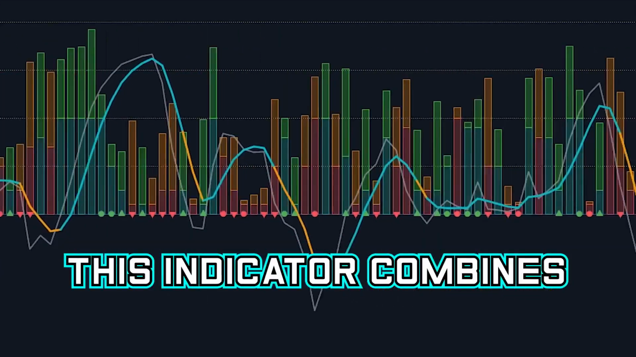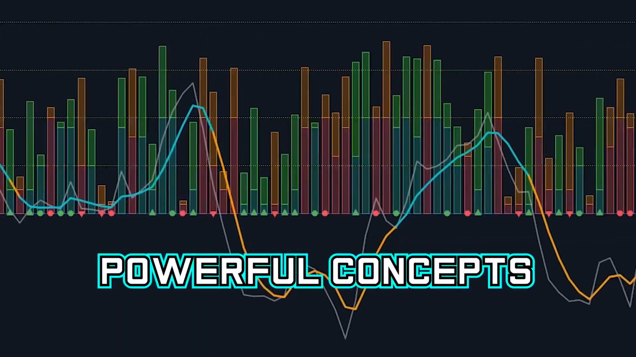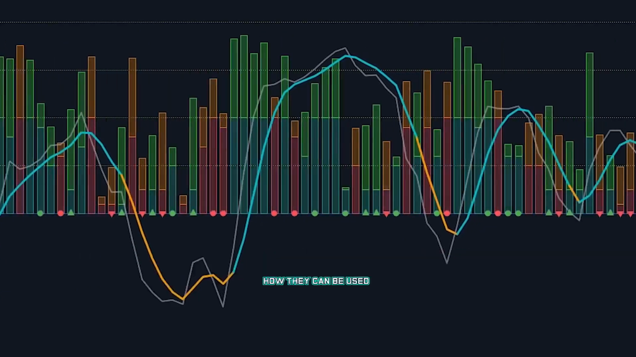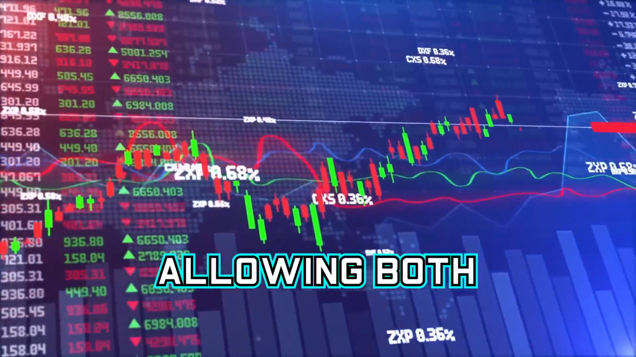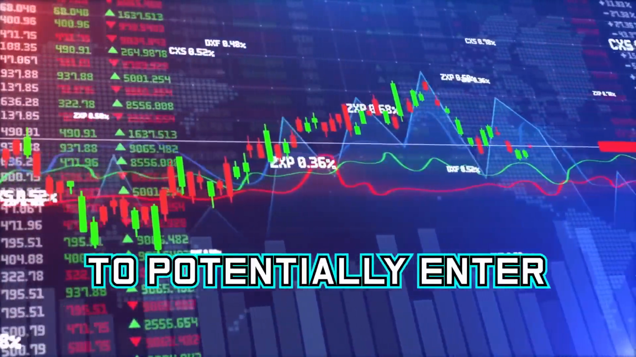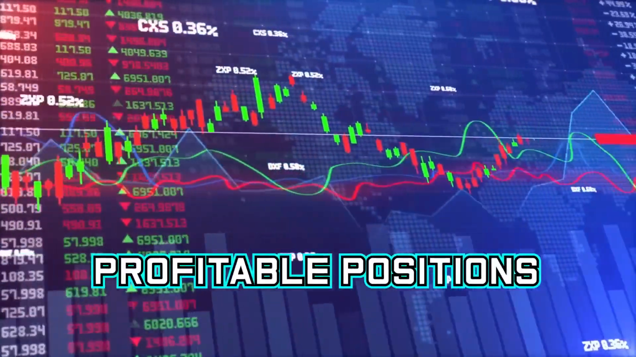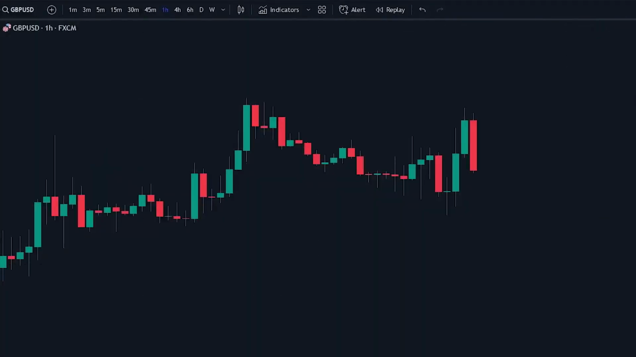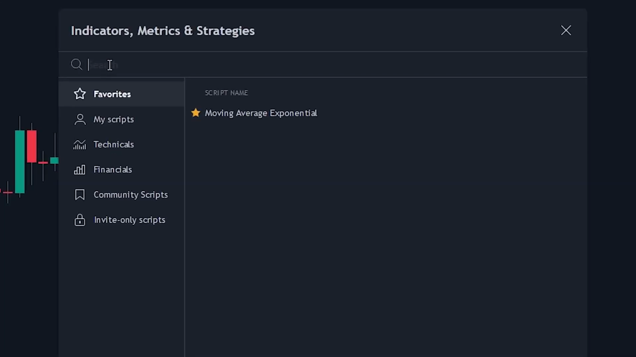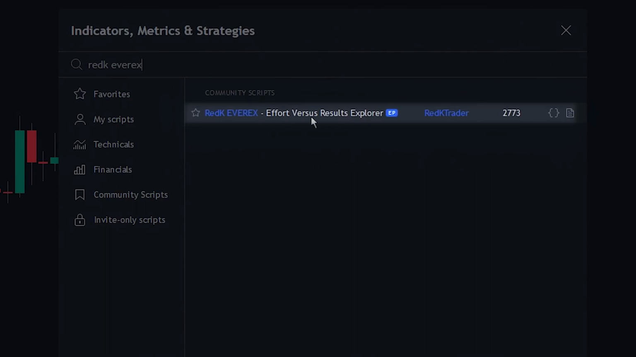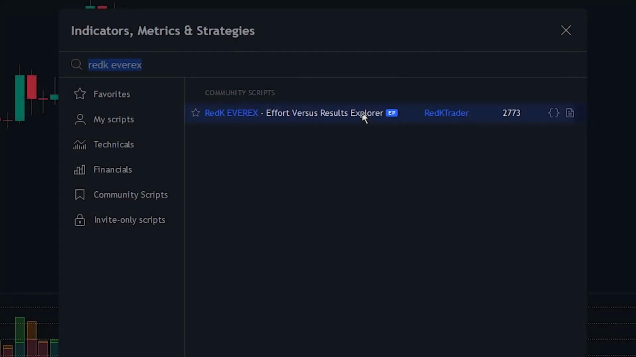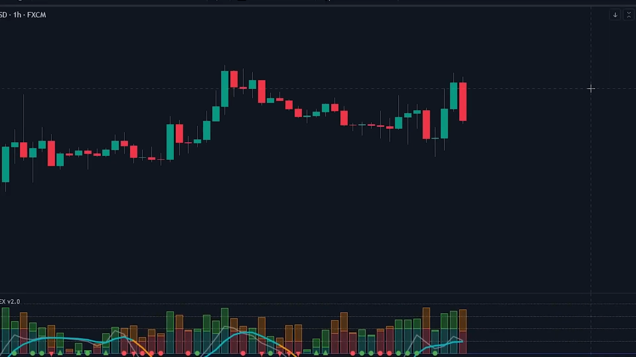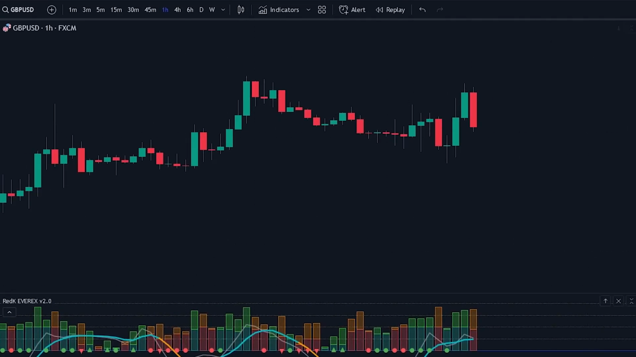This indicator combines and displays the previously mentioned powerful concepts in order to make it easy to understand how they can be used and read, allowing both beginner and advanced traders to potentially enter into extremely profitable positions. Let's first add the indicator to the chart. Navigate to the Indicator Search tab and search Red K-Everix indicator. Select the Red K-Everix effort versus results explorer indicator made by Red K Trader and add it to the chart. Now that we have selected the indicator, we can see that it was added to the chart.